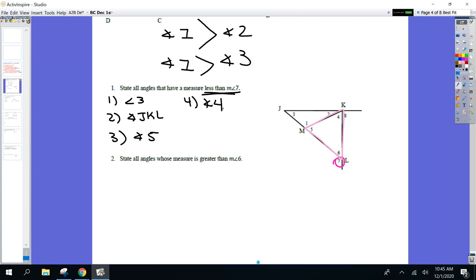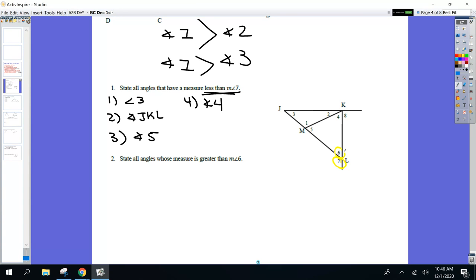Oh, we're not done. I got one more out there. I got one more angle that's less than 7. I don't know if anybody sees it. I want to make sure you have an opportunity to guess if you want. 6. Remember what we said. Don't go by looks.